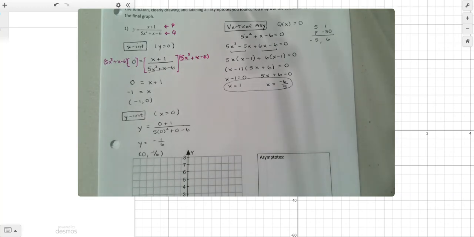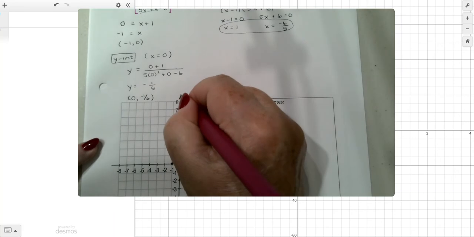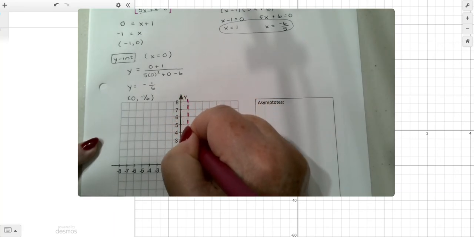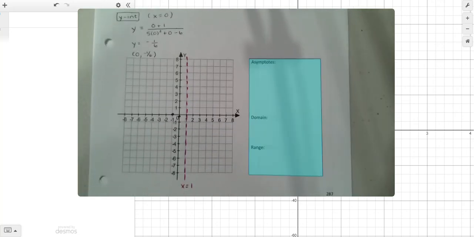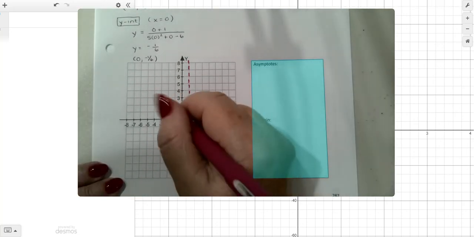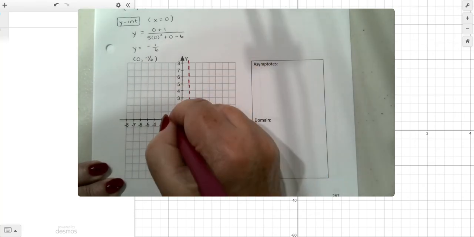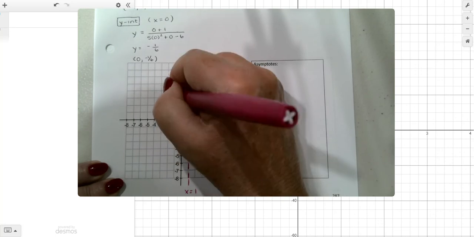I'm going to go ahead and put those on the graph right now as well. X equals 1 would be here. And x equals negative 6/5, just a little bit past negative 1 here. About there.